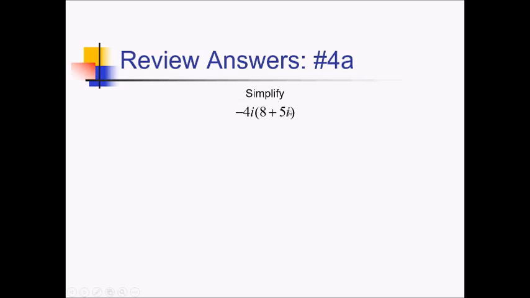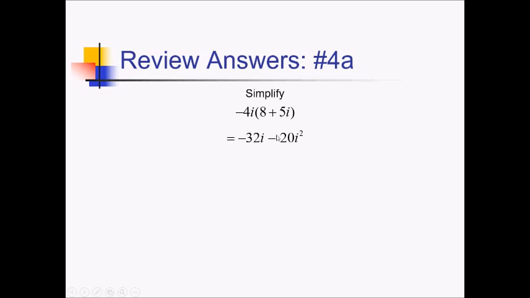Distributing the negative 4i to each term, we have negative 4i times 8, which is negative 32i. Negative 4i times 5i, that's going to give us minus 20i squared. And the only thing left to do is this i squared is really negative 1.